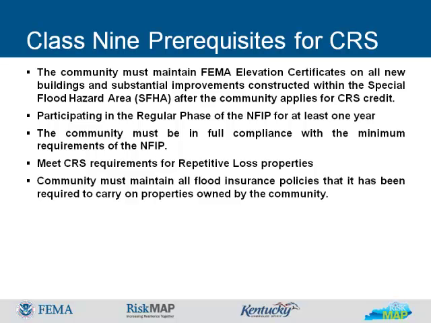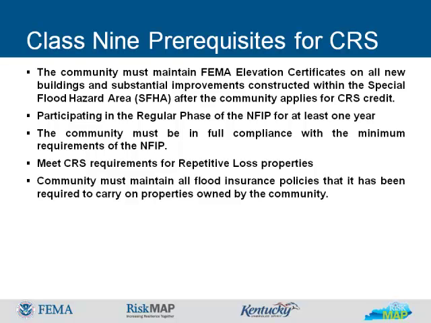The community must have been in the regular phase of the National Flood Insurance Program for at least 1 year. The community must be in full compliance with the minimum requirements of the NFIP. There must be correspondence from the Regional Office of the Department of Homeland Security's Federal Emergency Management Agency, or FEMA, stating that the community is in full compliance with the NFIP. The community must maintain FEMA elevation certificates on all new buildings and substantial improvements constructed in the special flood hazard area after the community applies for CRS credit.